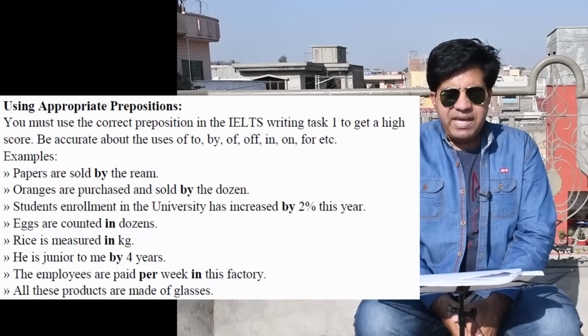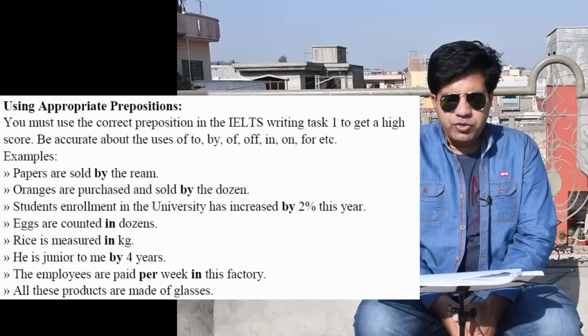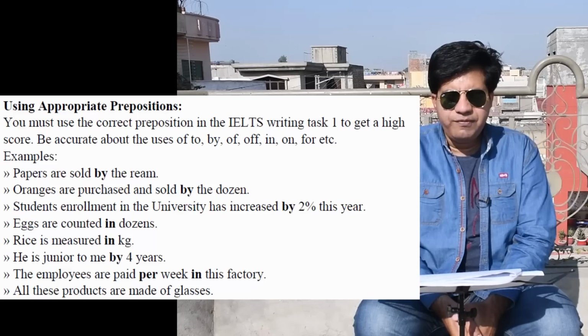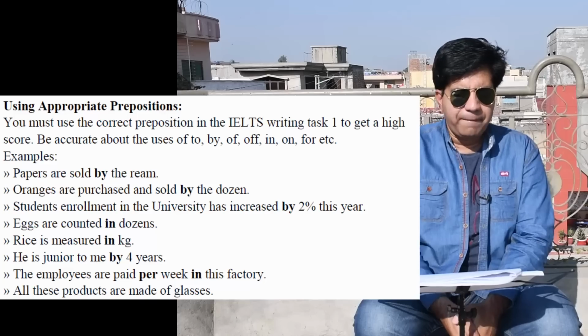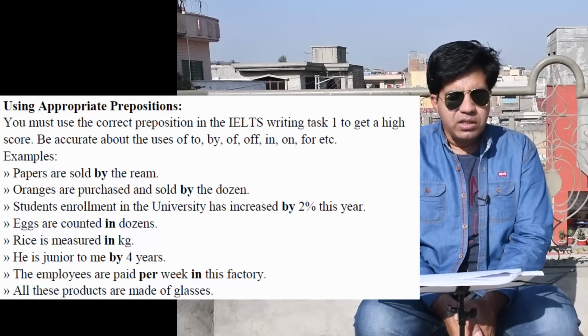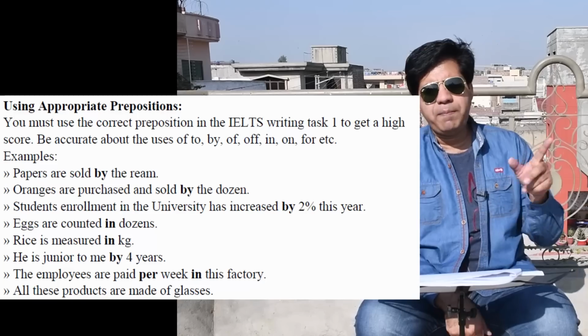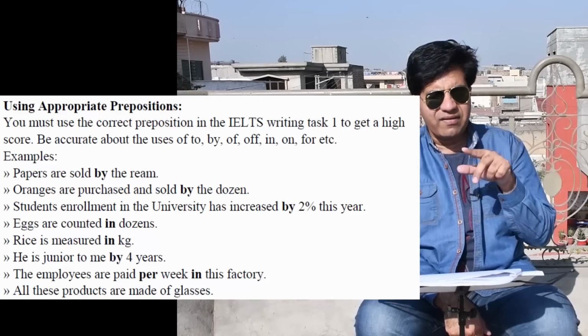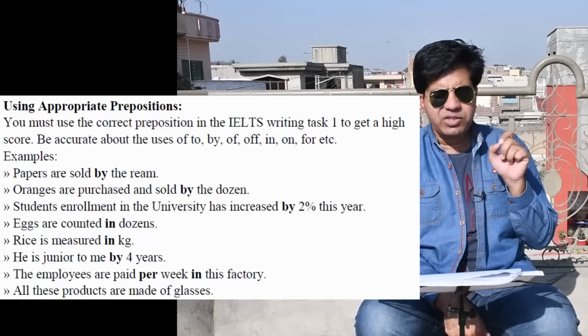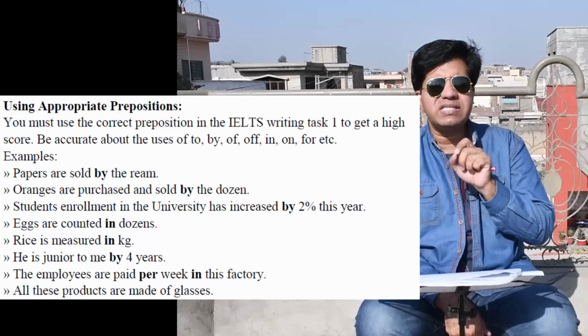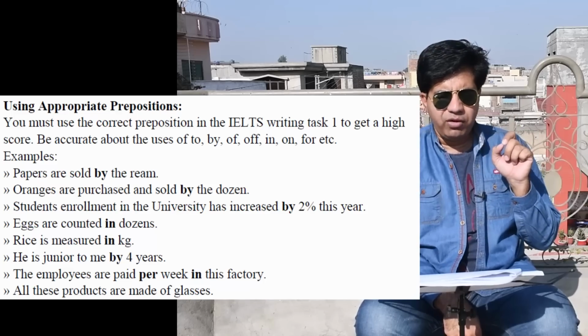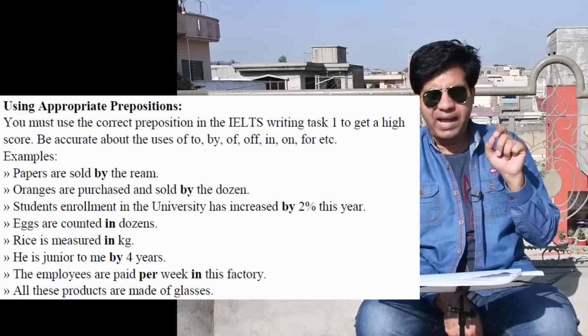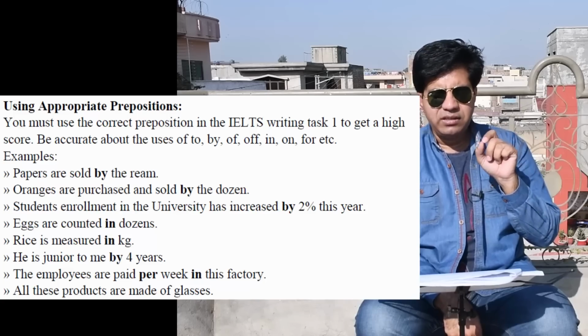Be accurate about the use of to, by, of with single F, and off, of, in, on, for, etc. For is also a preposition. Examples: papers are sold by the ream. Oranges are purchased and sold by the dozen. Students' enrollment in the university has increased by 22% this year.